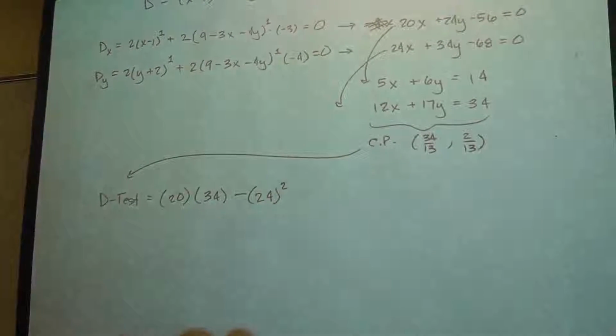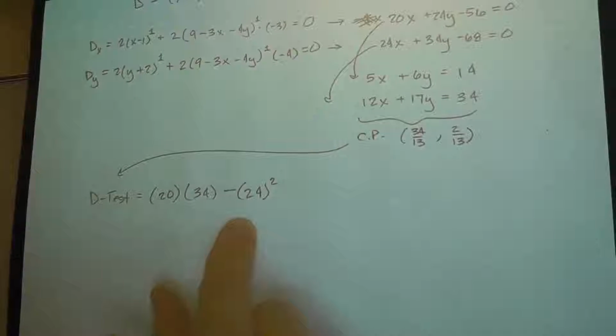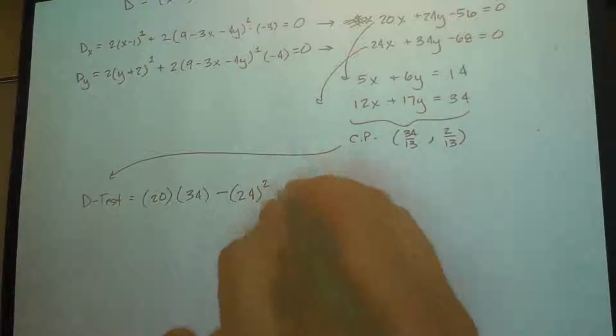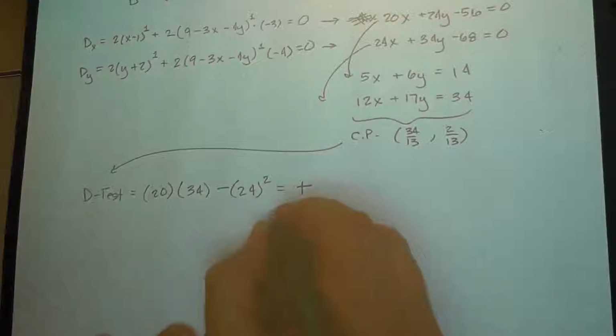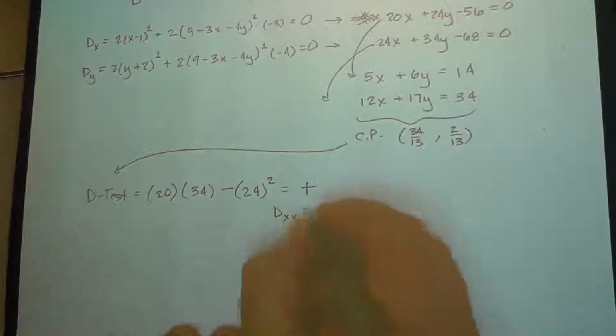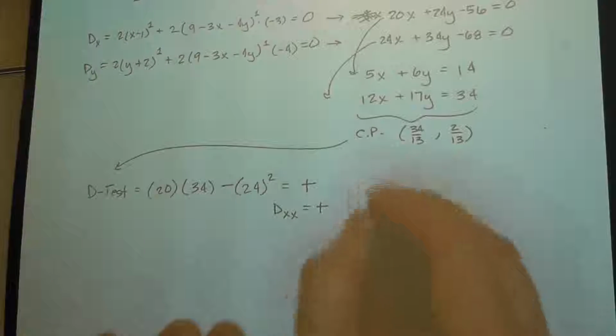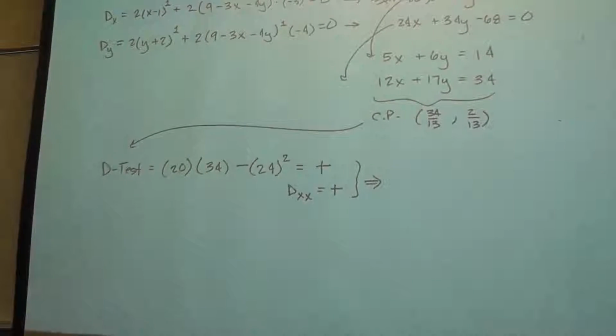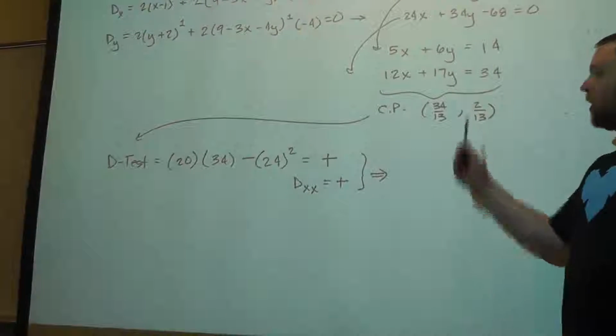And that gets squared. So according to this, 20 times 34 is bigger than 24 squared. That should be a positive number. And fxx is positive 20. So with a positive value of D and a positive value of your second x partial, what's your conclusion about this?